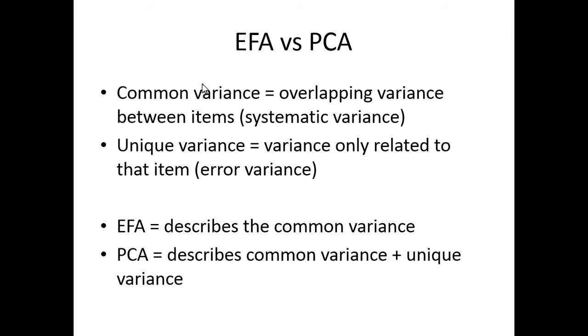I have this picture on another slide here in a second. So common variance is the overlapping variance, and we tend to think about this as systematic variance because that's the point of one of these analyses, to figure out what variance overlaps. Unique variance is error, so it's all the things that don't correlate with anything. So the non-overlapping piece of this whole variable.